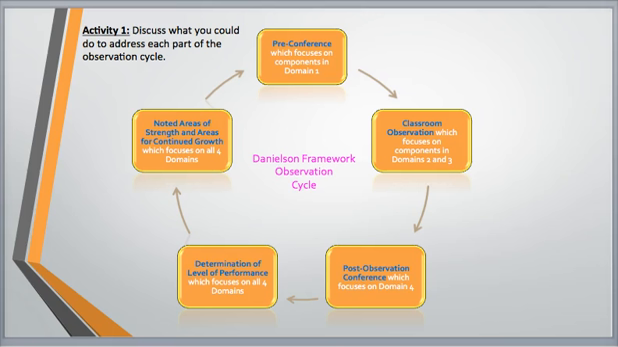Here's Activity 1. Let's divide into 5 groups for this activity, with a group assigned to each part of the cycle. In your groups, determine which components of the domains would support your part of the observation cycle. What would the observer or the person being observed need to think about in preparation?